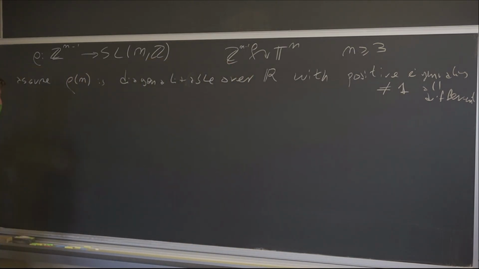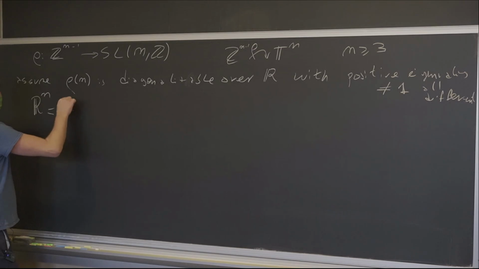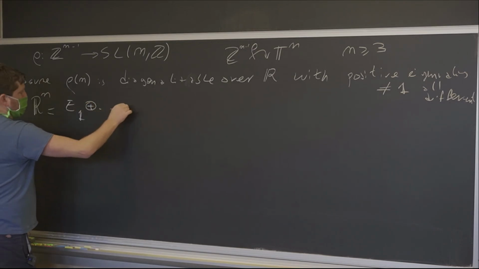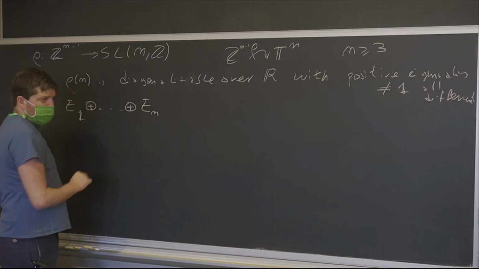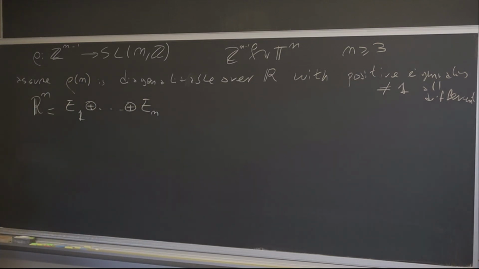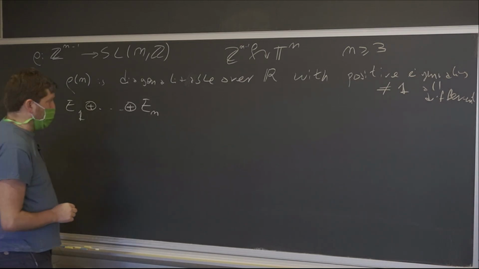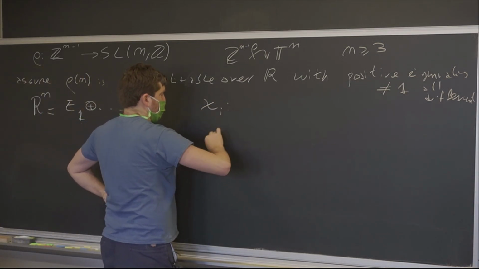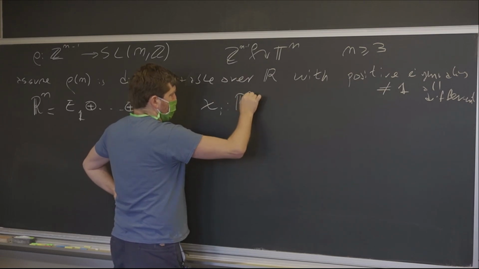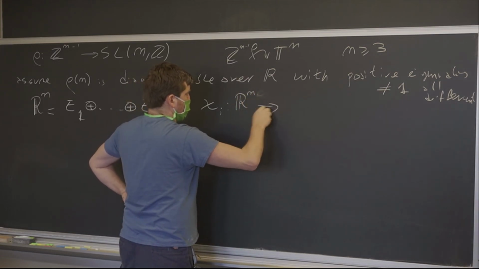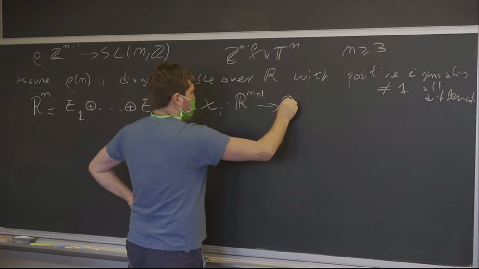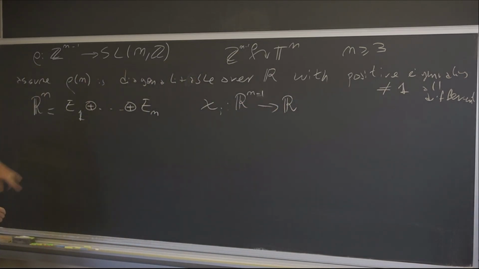Actually, what we really care about in this condition is the following: that R^n can be split as E_1 plus ... plus E_n, so as n one-dimensional subspaces. And we have these chi_i from R^(n-1) into R. So these are n minus 1 functionals.